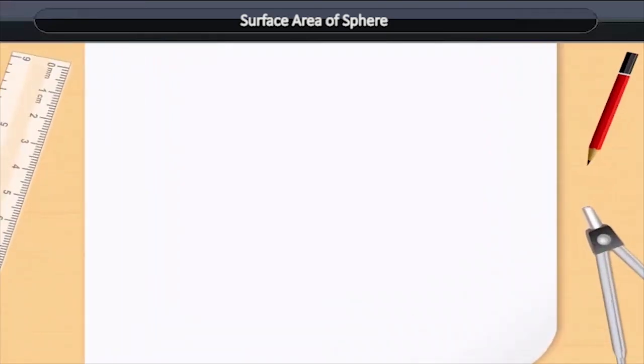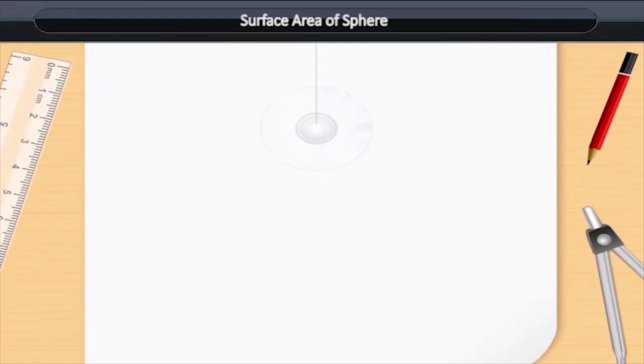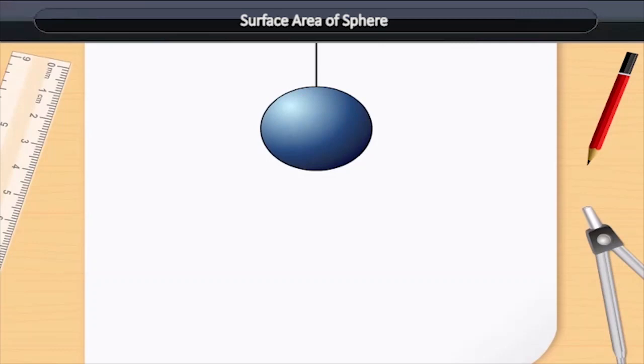Surface area of a sphere. What is a sphere? Is it the same as a circle? Yes, you can say that, because a circle is a plane closed figure whose every point lies at a constant distance, called the radius, from a fixed point, which is called the center of the circle. A given distance from the center is called the radius.